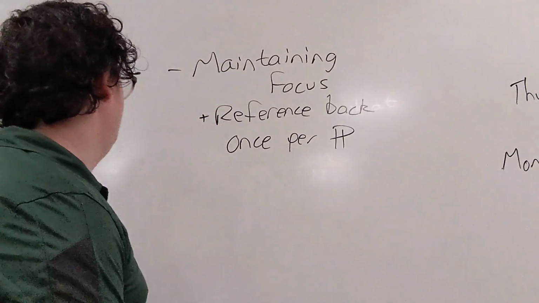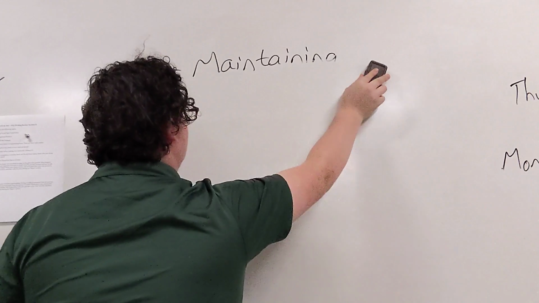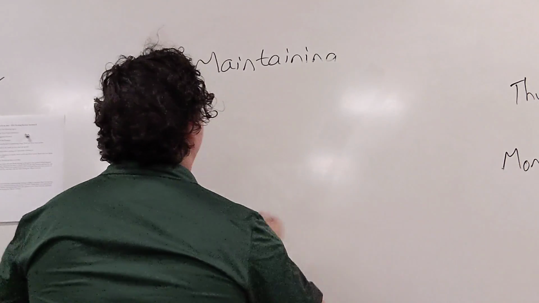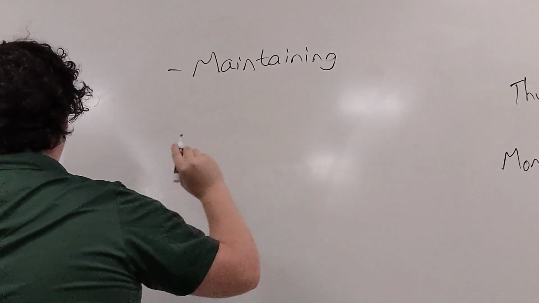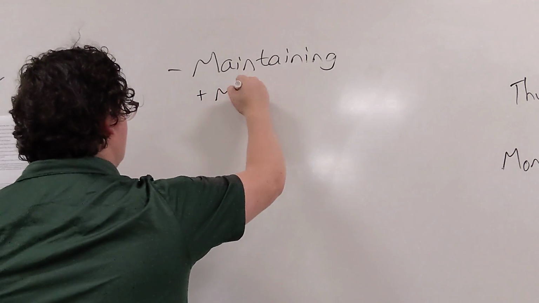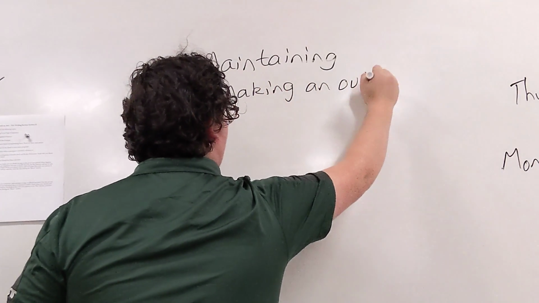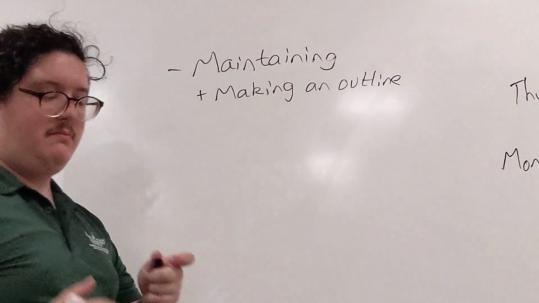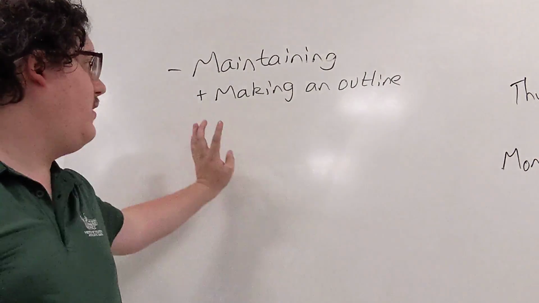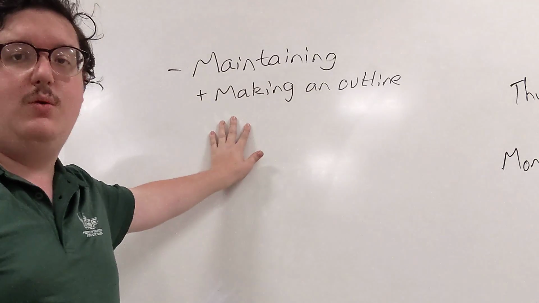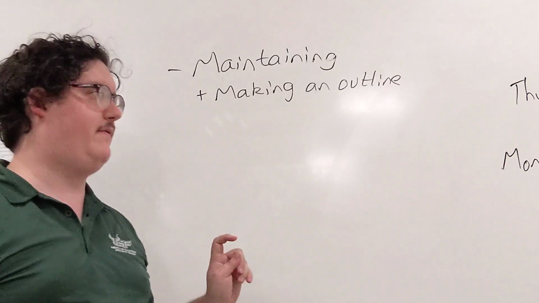All right, number 2. Your second way to maintain your focus is going to be making an outline. I kind of already did one, but an outline is probably one of the most useful things you can do at this stage. One of the most useful things you can do, period, when writing an essay, especially for a timed writing like this one, okay, like the FSA.